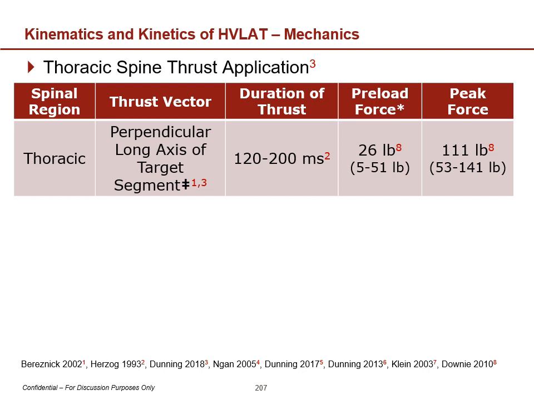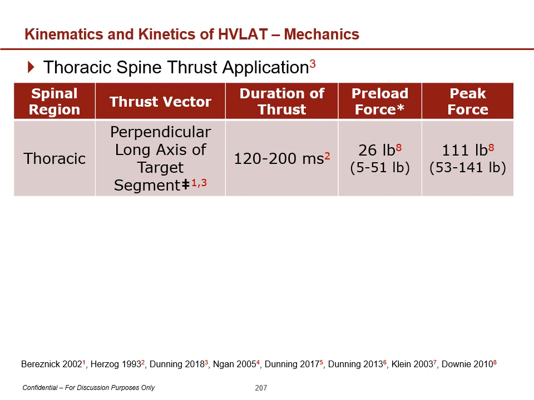Okay, so then just a quick reminder on the thrust application. So the vector is perpendicular to the long axis of the target segment. The duration of time is between 120 and 200 milliseconds. The preload force that you're applying is about 26 pounds of force, but there is considerable variance here, and this will be based upon the relationship of the body size of the operator to the patient, as well as the overall comfort of the patient and their sensitivity and the amount of flexibility that is felt within their spine.